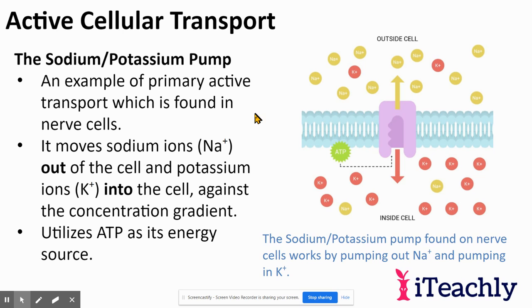Okay, so this is the sodium-potassium pump. I'm going to actually show this one here. It does require ATP, and so it's moving sodium against the concentration gradient, right? So there's less sodium here and more sodium up here. So it's moving against the concentration gradient, and it's moving potassium against the concentration gradient as well. So there's more potassium here than here. So it's moving it up the concentration gradient. It's moving against the concentration gradient.